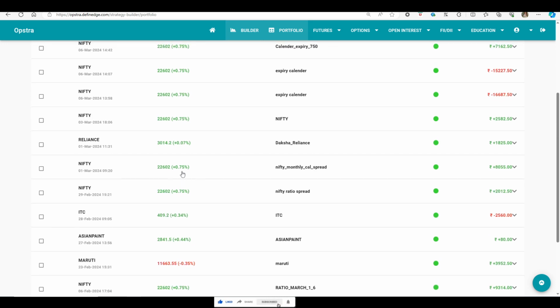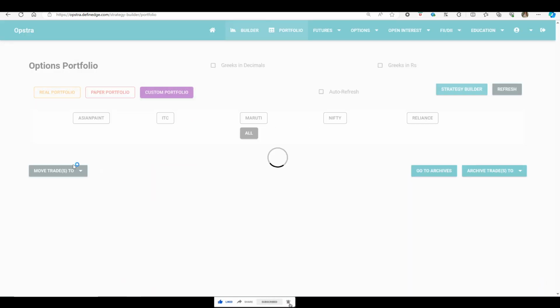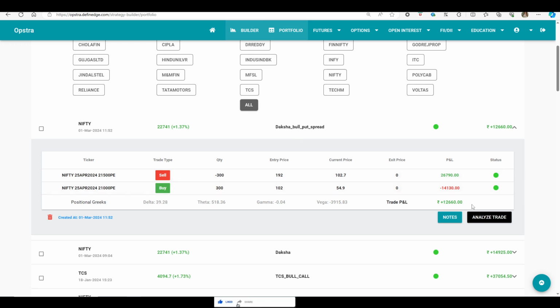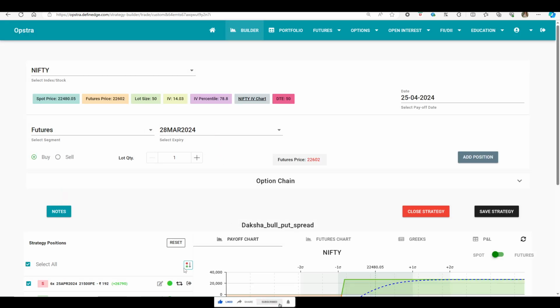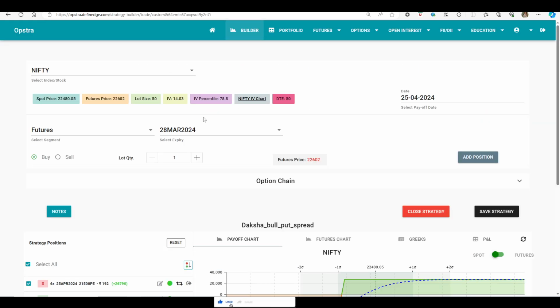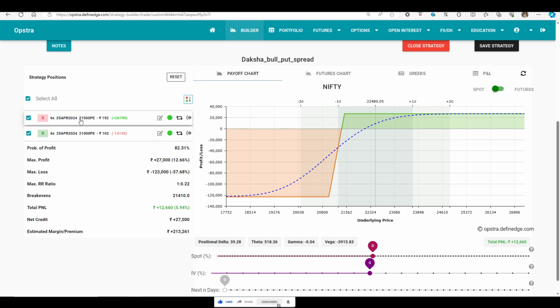Okay, this is the bull put spread. What we did is, the market closed above the 200 moving average, that means I always feel bullish. Once it closes above the 200 moving average, consider it as bullish. So that's why I chose 21,500, 192 premium, approximately half of the premium I sold.